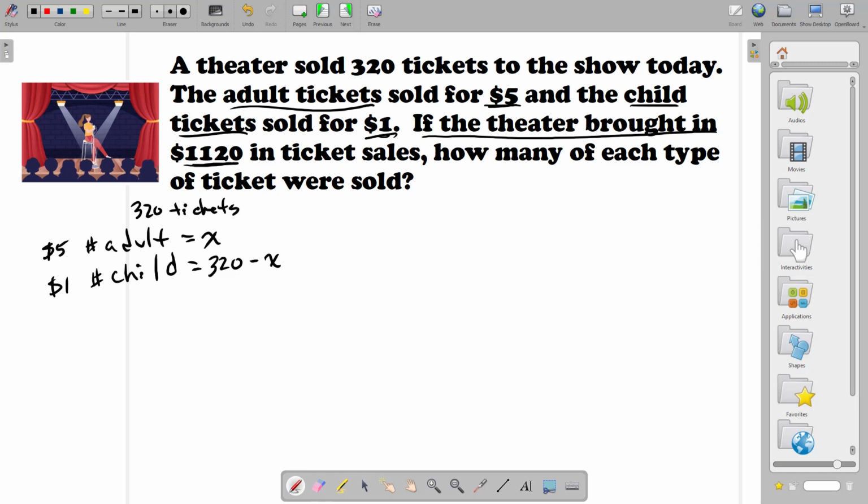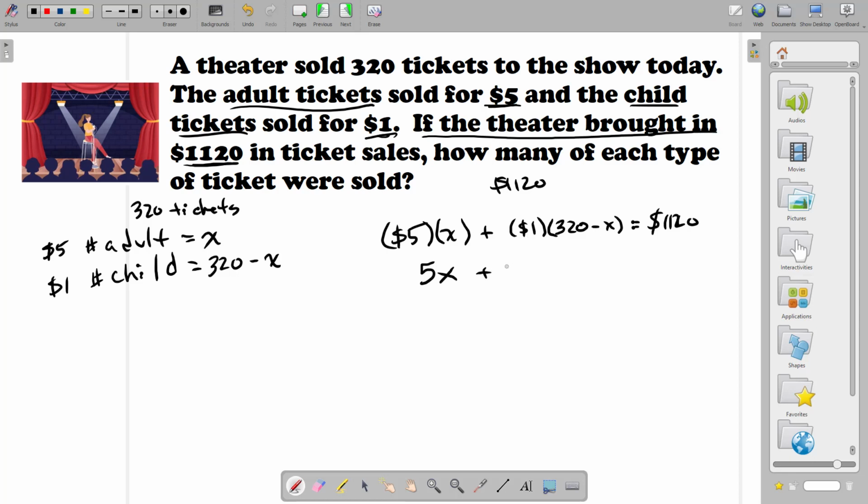So we called the number of adult tickets X, the number of child tickets 320 minus X. We brought in $1,120. So if I take $5 and multiply that by the number of adult tickets, and I take $1 and multiply that by the number of child tickets we sold, that would be our total amount of $1,120. So let's write this in a little bit more friendly looking equation. $5 times X is really 5X.